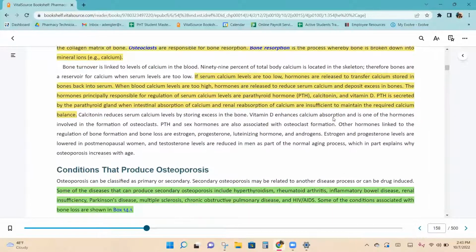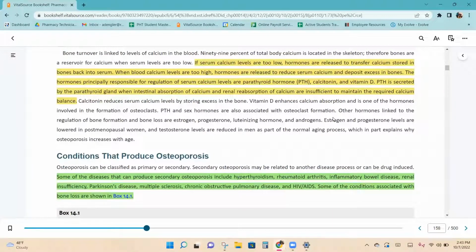like calcium. If serum calcium levels are too low, hormones are released to transfer calcium stored in bones back into the serum. When blood calcium levels are too high, hormones are released to reduce serum calcium and deposit excess in bones. The hormones principally responsible for regulation of serum calcium levels are PTH, calcitonin, and vitamin D. PTH is secreted by the parathyroid gland when intestinal absorption of calcium and renal absorption of calcium are insufficient to maintain the required calcium balance.